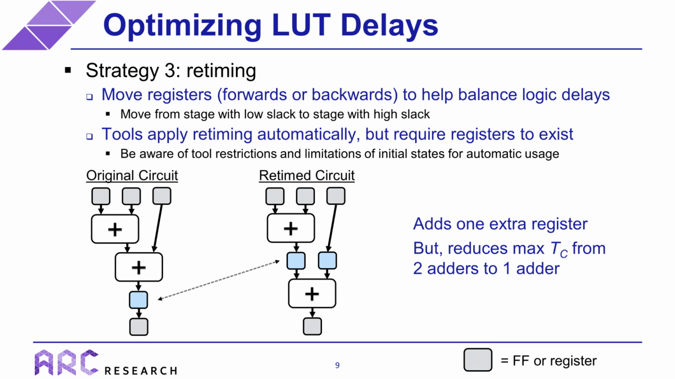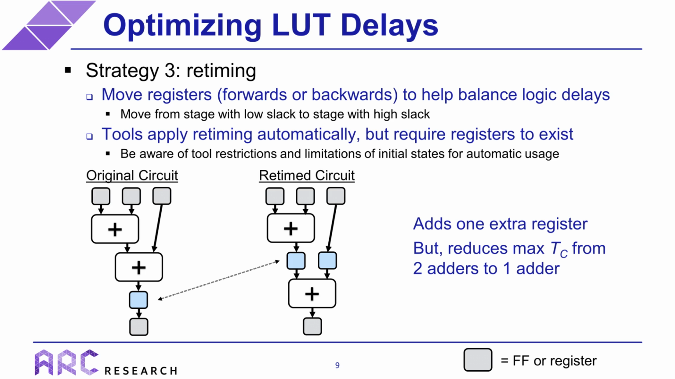A third strategy for reducing lookup table delays is something called retiming, which is the process of moving registers either forwards or backwards to help balance logic delays. Basically, retiming tries to move logic from a stage with low slack into a stage with higher slack. The figure illustrates one example of this, where in the original circuit, we have 2 adders with no registers in between them, but with 2 registers on the output.